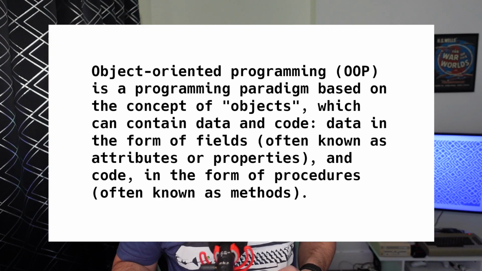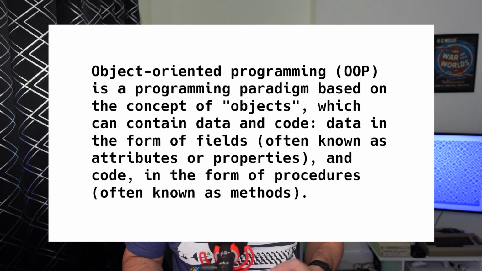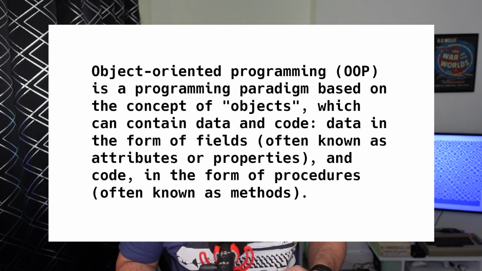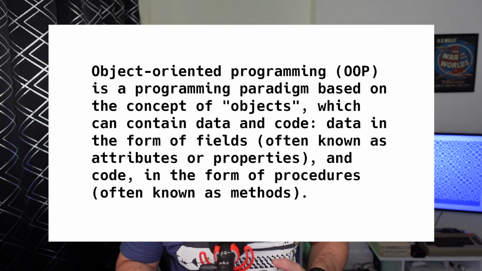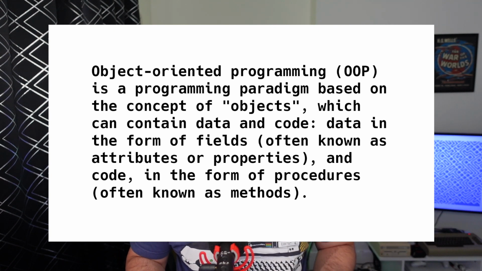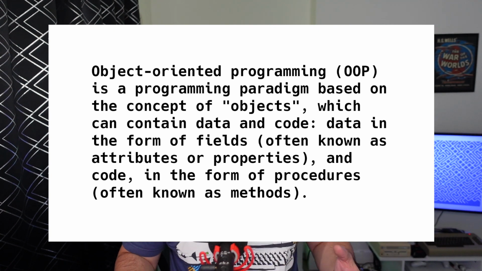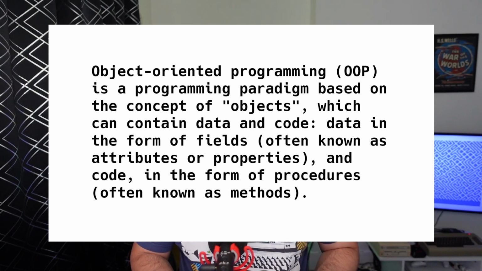Let's get our hands dirty and start coding, but before, let's read the definition of object-oriented programming on Wikipedia. Object-oriented programming is a programming paradigm based on the concept of objects, which can contain data and code: data in the form of fields, often known as attributes or properties, and code in the form of procedures, often known as methods. When we finish the lesson, we will understand what this mumbo jumbo actually means.